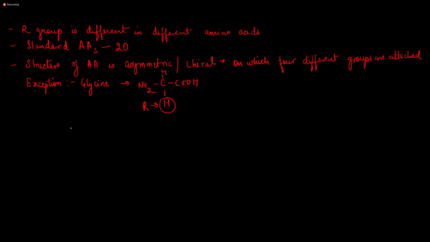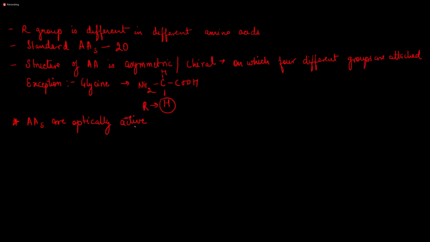Okay. Now let's talk about one property of a chiral carbon or a chiral molecule. Chiral molecules are optically active molecules. You will also study this in your organic chemistry class, that chiral molecules are known as optically active molecules. And since amino acid is also chiral, you can write that amino acids are optically active.